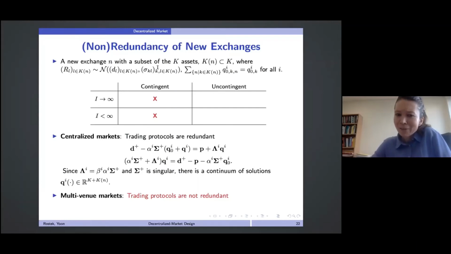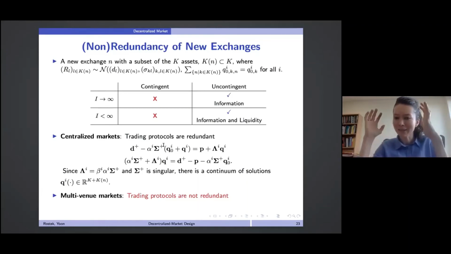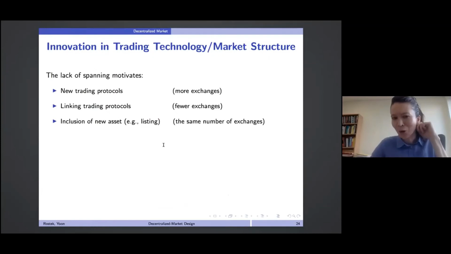Once we acknowledge that it is not the case that all assets clear jointly, the spanning results no longer hold. So in particular, there are non-redundant innovations, and if introduced in the right way, they can increase welfare. This is another consequence of the lack of the proportionality between fundamental risk and price impact with independent clearing. All right, so let me observe that apart from new venues, the lack of spanning motivates other types of innovations, which include linking the existing trading protocols by merging their assets, and an inclusion of a new asset in a trading protocol where it was previously not available. Okay, so think of asset listings.